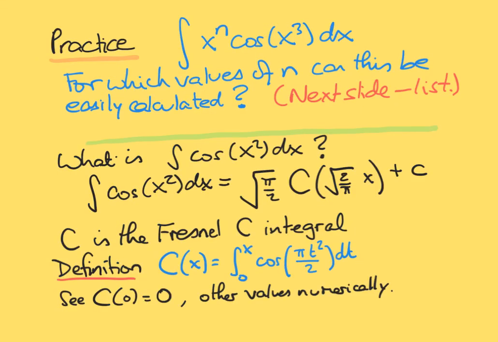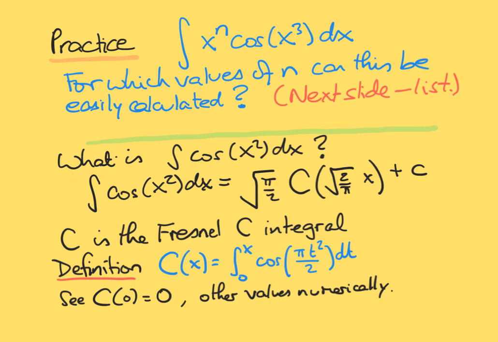Okay, so first of all, if you would like to practice a little bit more what we've just done, what you could do is replace the x squared in the argument of the cosine by, let's say, x cubed, and ask yourself for which values of n this can be easily calculated. And on the next slide, I'm just going to list what those values are. I'm not going to give you any great details.